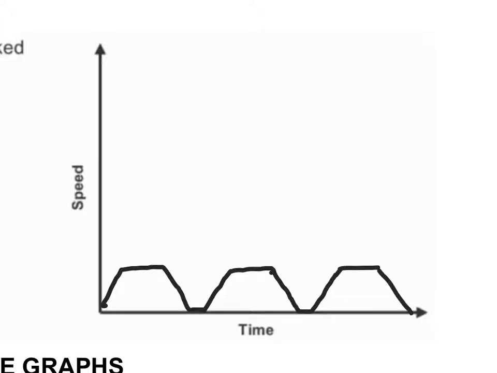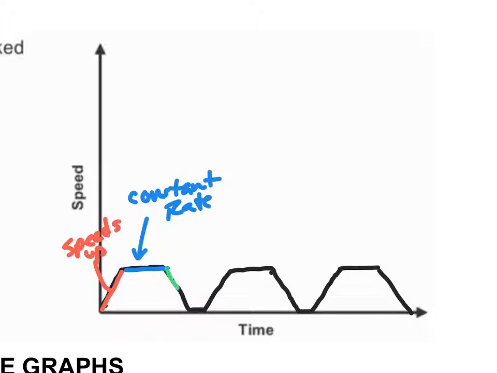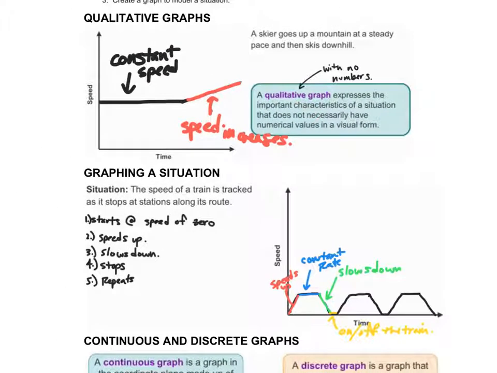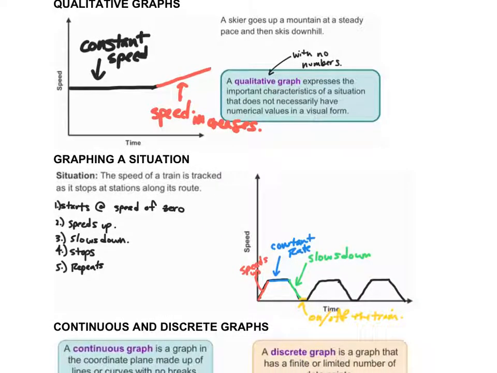And so what I want us to do is just describe this. This part of the graph is where it speeds up. This is when it's going at a constant rate. This next part is where it slows down. And then we have this part of the graph where it lets people on and off. So people get on and off the train. Now, is this a perfect graph? Is this an extremely accurate graph of the situation? No. But all I'm doing is taking the situation of the speed of a train tracked as it stops at stations along its route. So we have to think about what a train does and then model that over here.